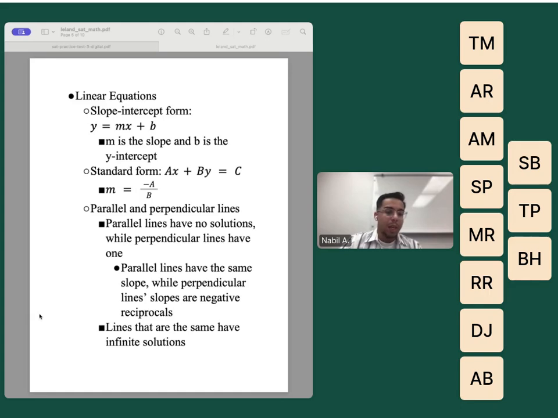So parallel lines, the reason they never intersect is, first, they differ in their y-intercept. So they're translated or shifted up or down from another line, and they have the same slope. So the lines are essentially like this; they just never intersect. Those are parallel lines. Now perpendicular lines, those are the opposite. Their slopes are negative reciprocals.